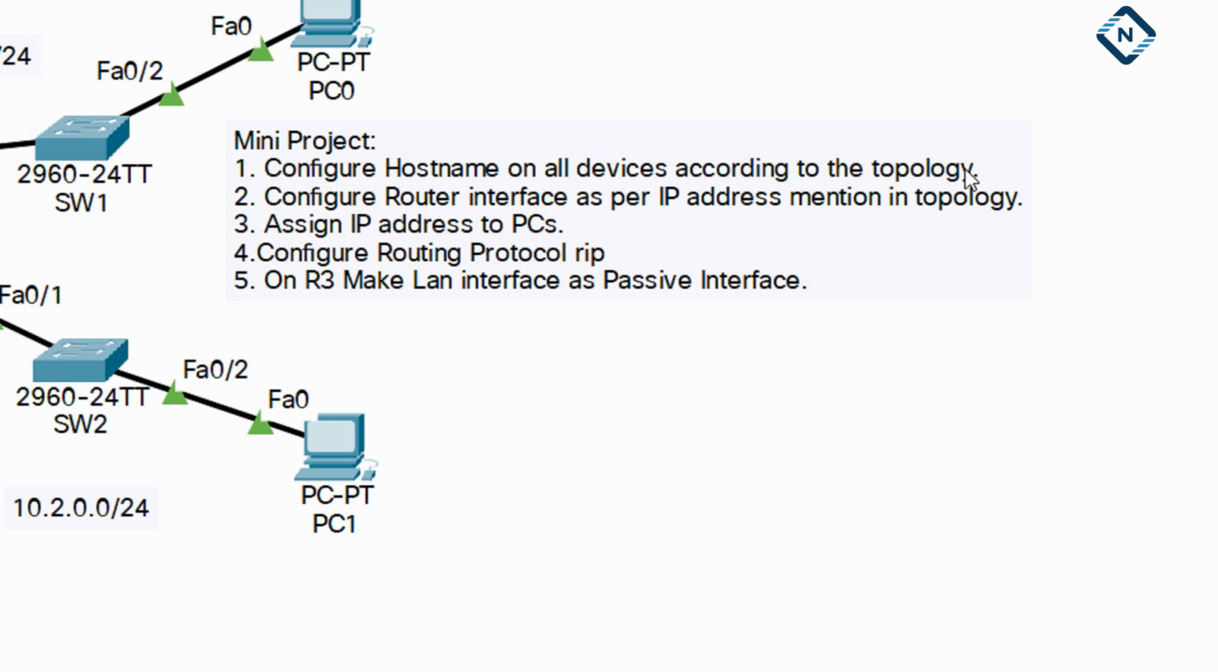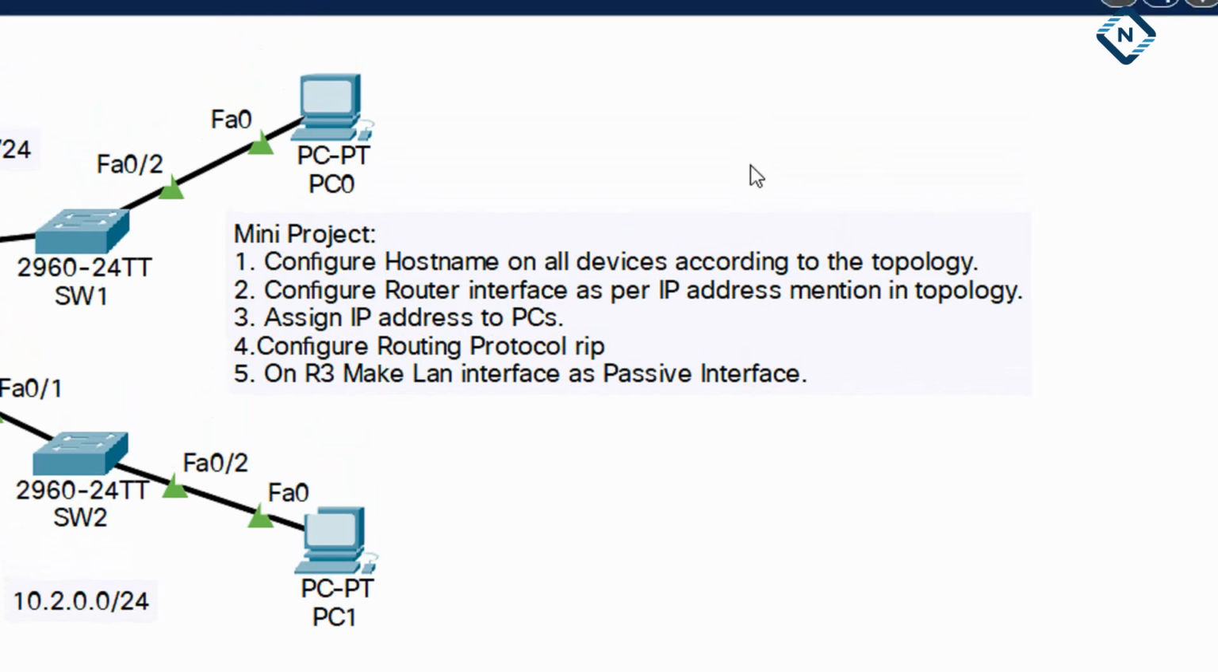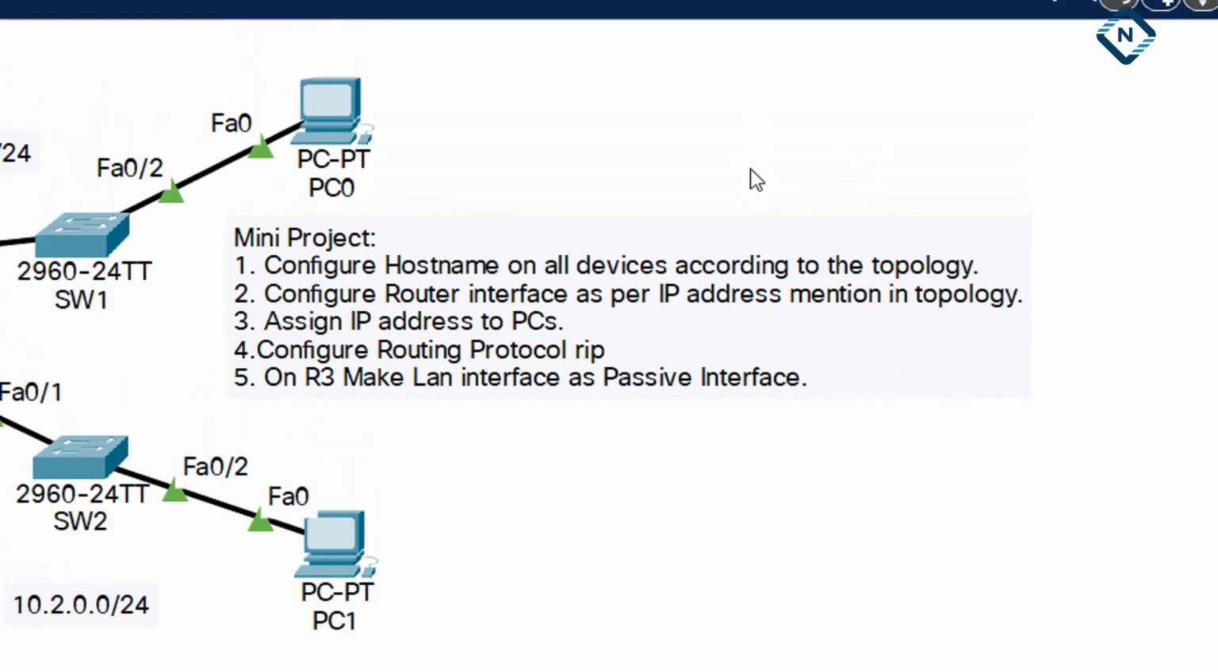And then assign the IP address to the PC. We already learned how to assign the IP address to the machine, so this is also okay. The new thing in this series: configure the routing protocol RIP. Point 4, this we need to do, and we also have one more challenge here. On R3, make the LAN interface a passive interface. This is the last point I am saying.